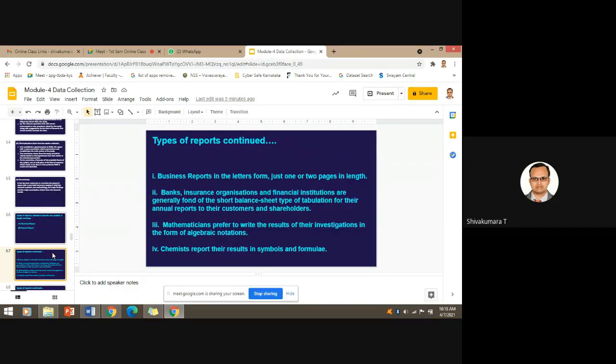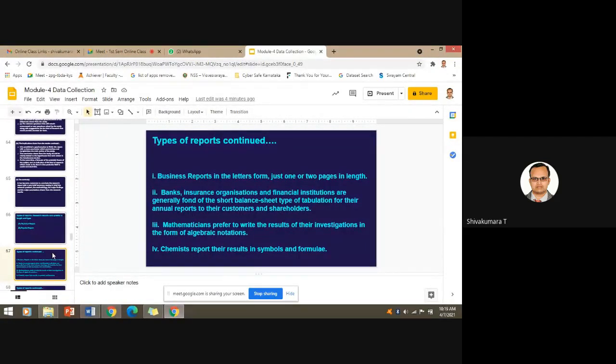So we will discuss types of report, technical report and the popular report later, in some other session. But today, let us understand how many different types of reports there are in this world. Depending on the context and the requirement of the authors, reports are going to be created by the researchers, right?